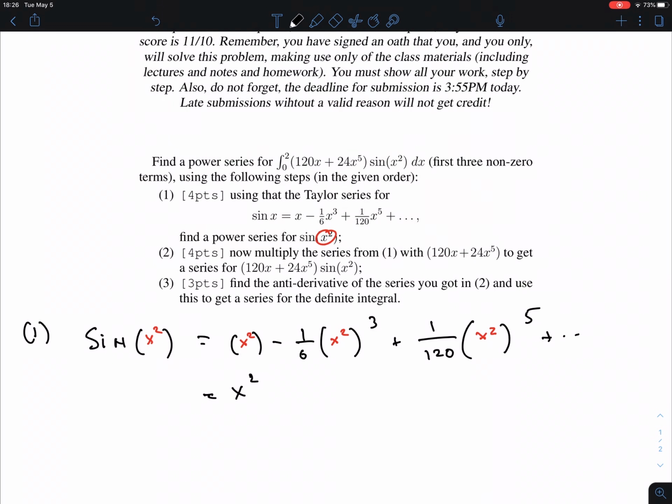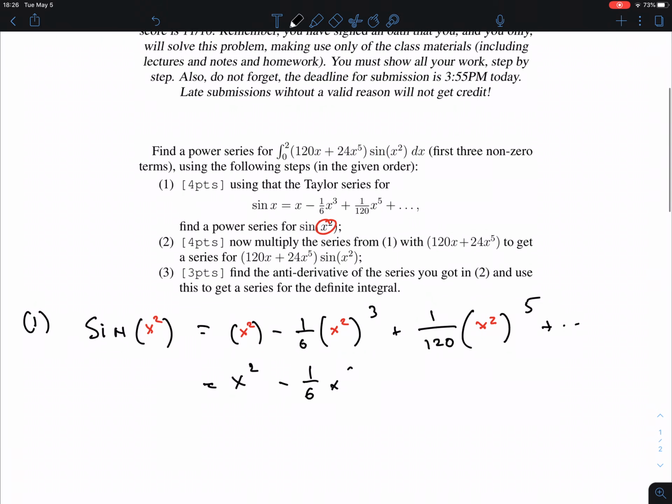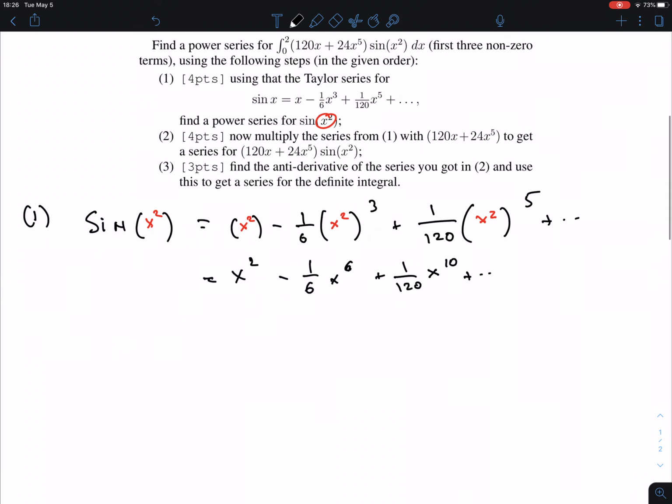Most of you did this correctly. Some of you still got this wrong, right? I mean, the power of a power is multiplying the exponents. Okay, that's x to the 6th, and this is 120 x to the 10th. Multiply, not adding. Okay, that was step one.